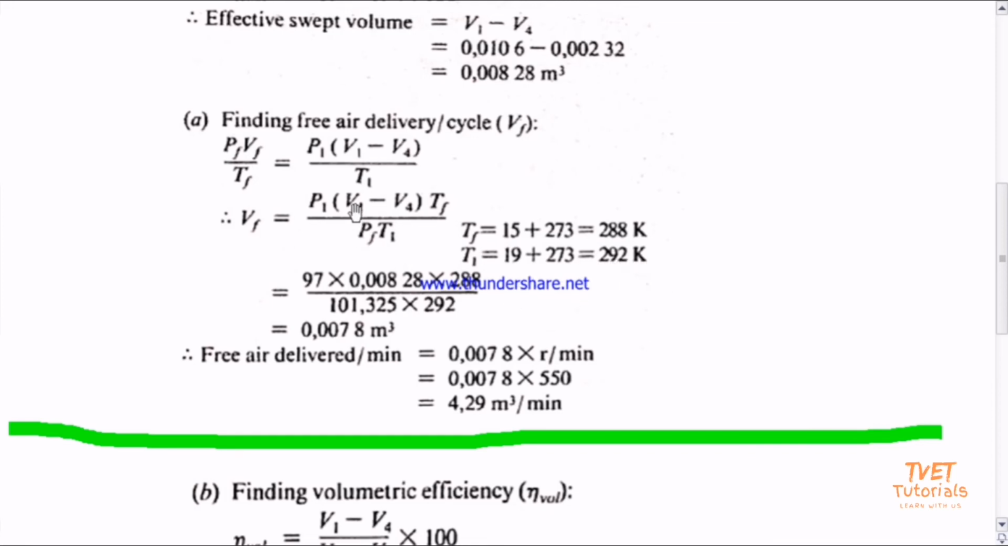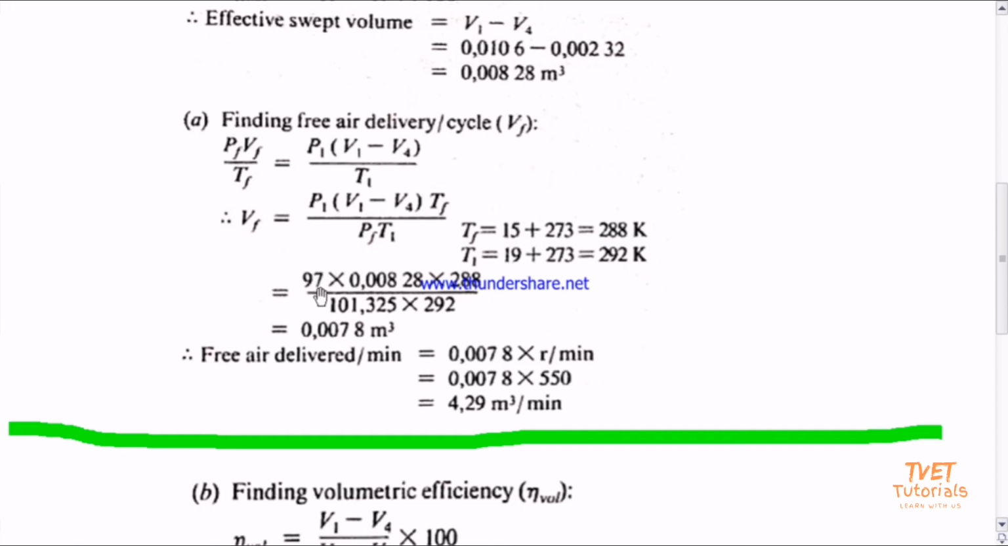Then you just go and substitute here. We're looking for free air delivery in terms of the volume per cycle. So what we'll do here, we're going to make V the subject of the formula, multiply T by this, and then divide by QF, then you will be left with VF. Now with this you can directly substitute all the values given.